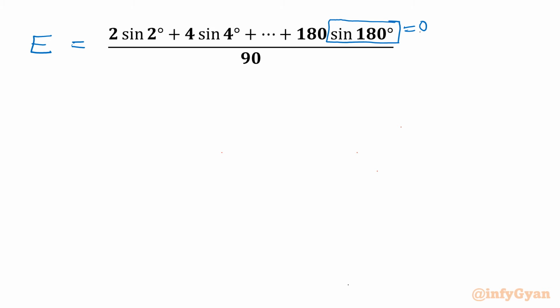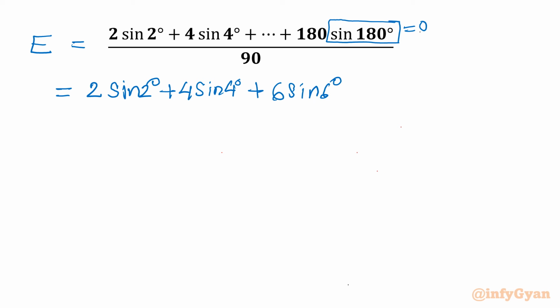So I will be writing our expression equal to 2 sin 2 degrees plus 4 sin 4 degrees plus 6 sin 6 degrees. And the last term which I will write would be 178 sin 178 degrees. Denominator is 90.